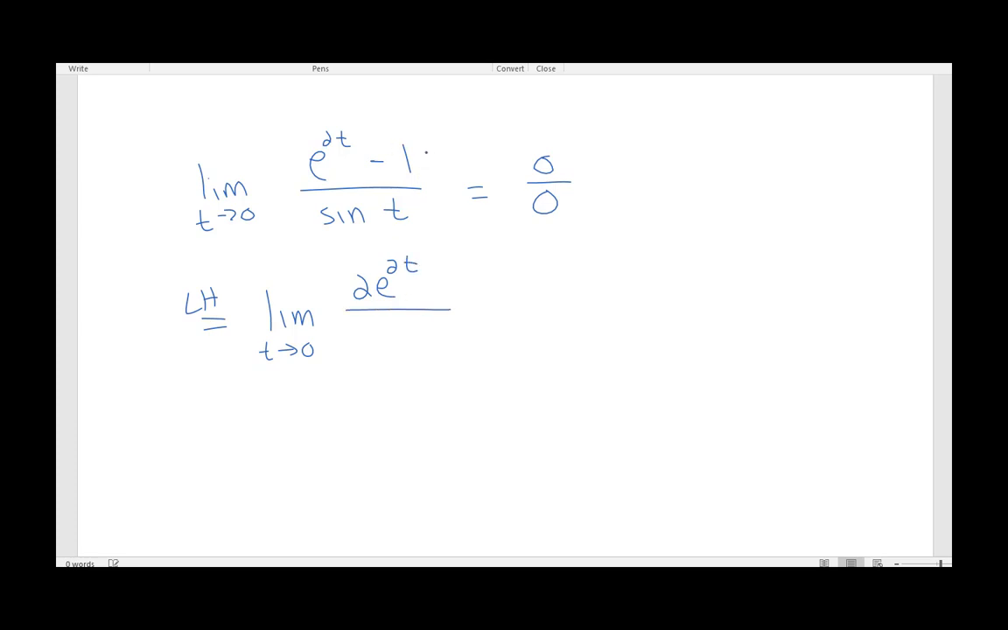The derivative of the 1 is 0. The derivative of sine t is cosine t. So now I'm going to plug 0 back in. I get 2 times e to the 0, which is 2 times 1. And then cosine of 0 is 1. So we see in this example that the limit is 2.